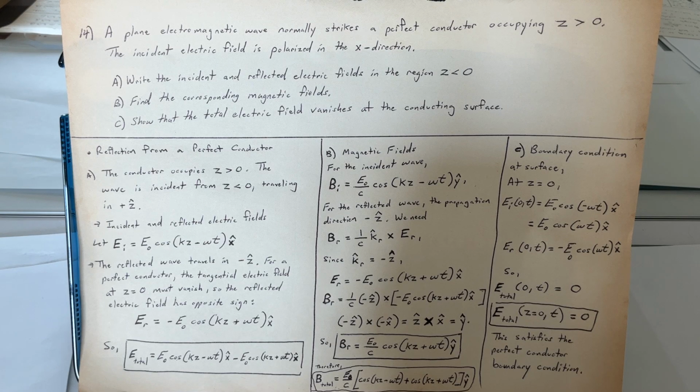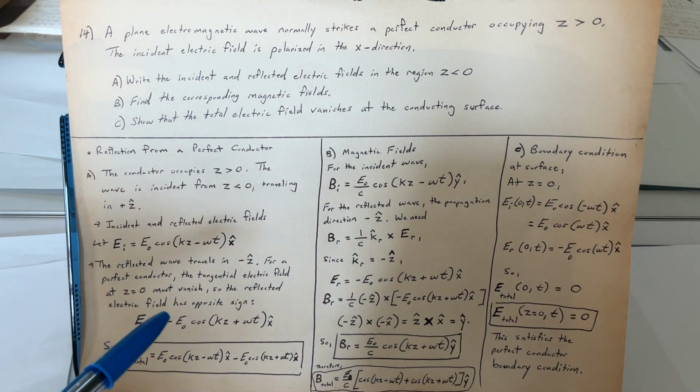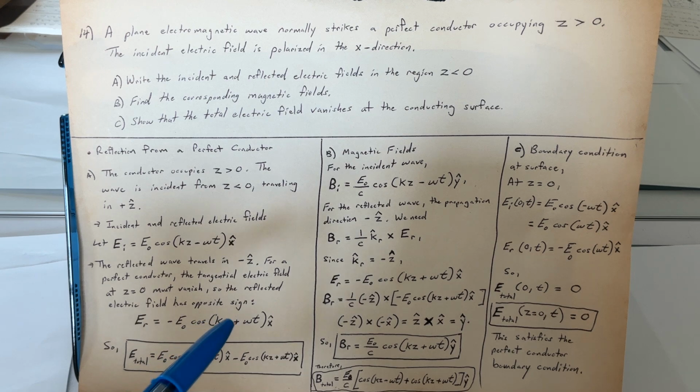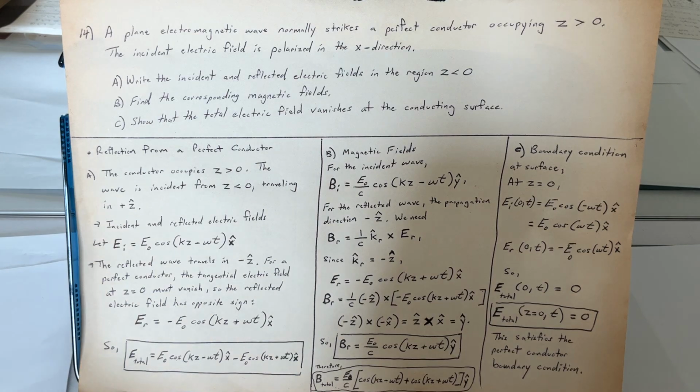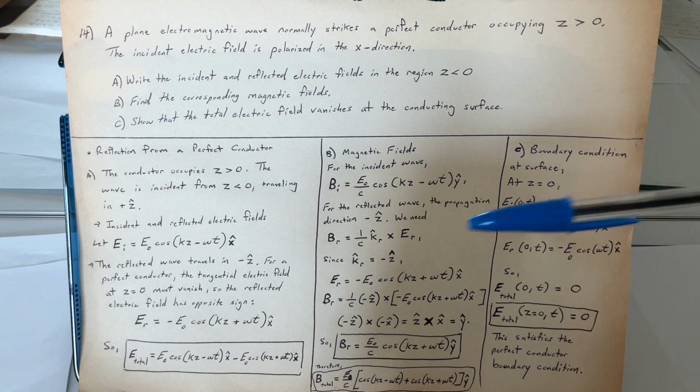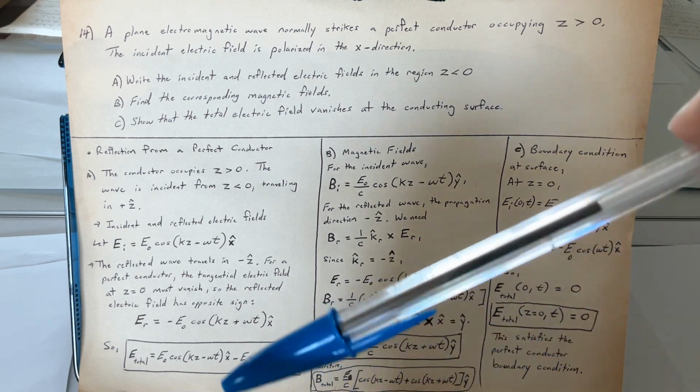For a perfect conductor, the tangential electric field at z equals 0 must vanish. So the reflected electric field has opposite sign. So E sub r equals negative E naught cosine of (kz plus omega t) times x hat. So when we go down here, we have our total: E naught cosine of (kz minus omega t) x hat, minus E naught cosine (kz plus omega t) times x hat. Okay, so that takes care of part A.